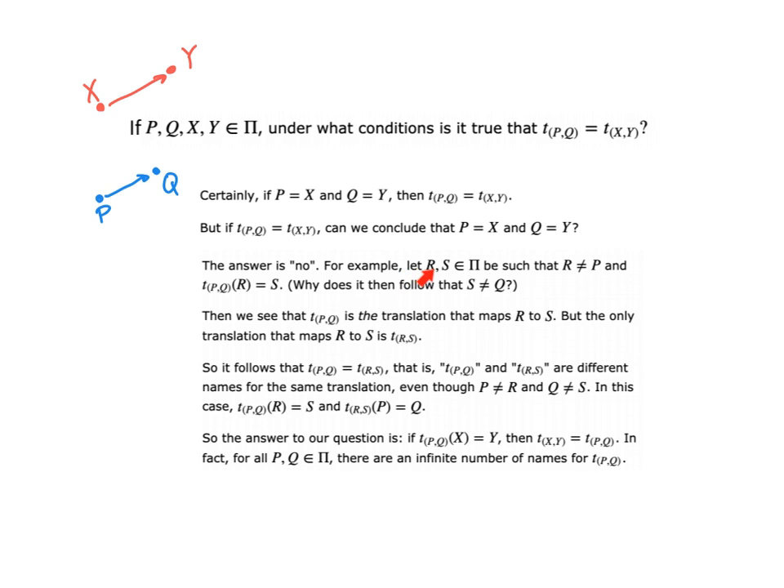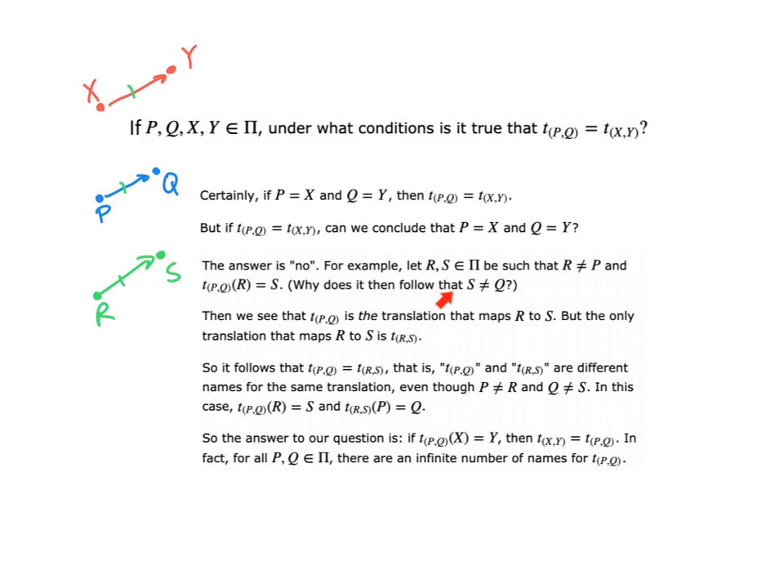For example, let R and S be elements of pi such that R is not equal to P. Okay, I'm going to keep drawing. So R is not equal to P. And I have a translation that takes P to Q, this one. And if I put in R, I get out S. So in other words, it's going to go the same direction and the same distance again. Well, I didn't really draw that very well, but I meant for all of these to be the same length and the same direction.